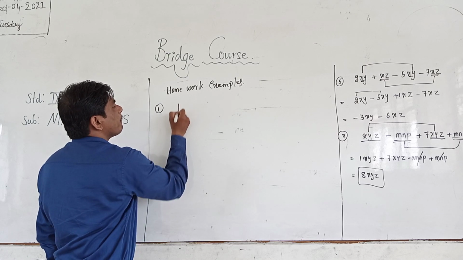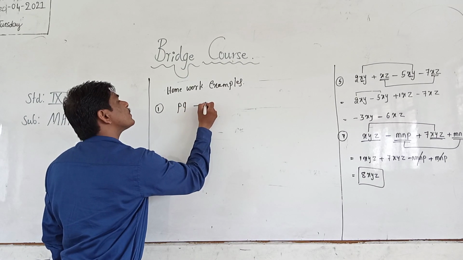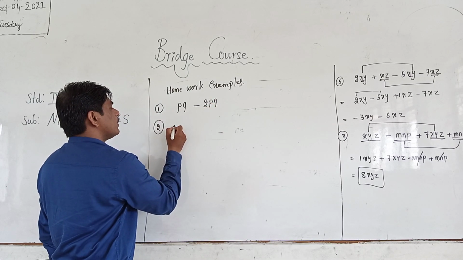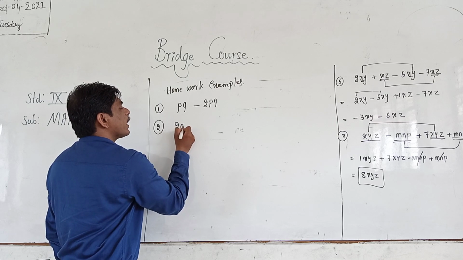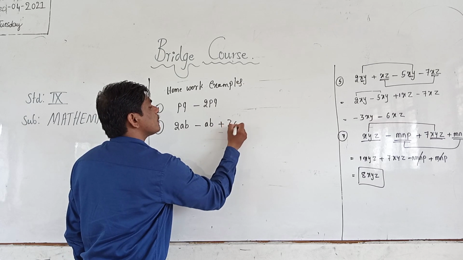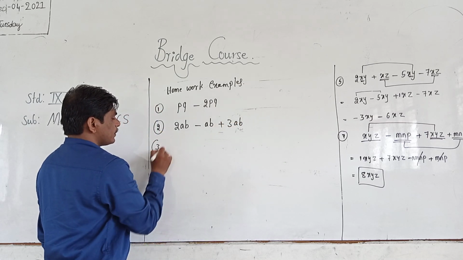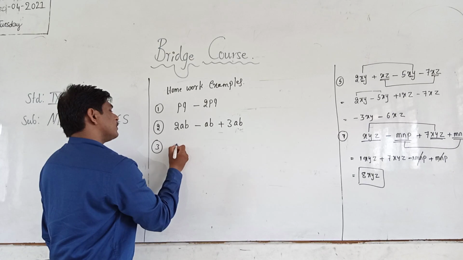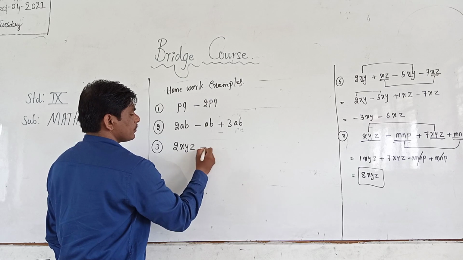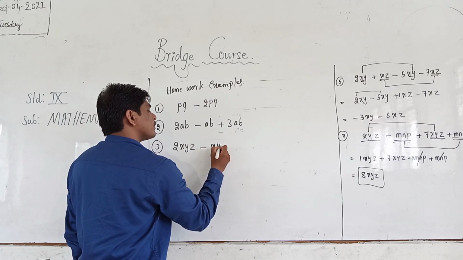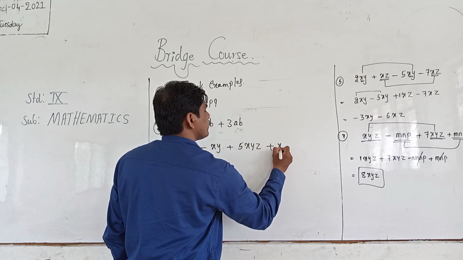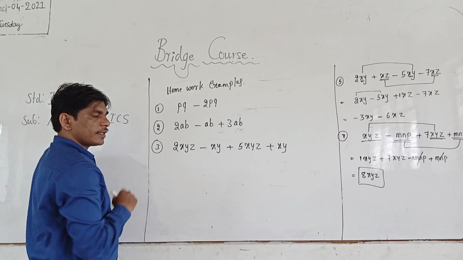Now the first one is pq minus 2pq. And the second one is 2ab minus ab plus 3ab. And the third one, 2xyz minus xy plus 5xyz plus xy. Okay, this is the third example.